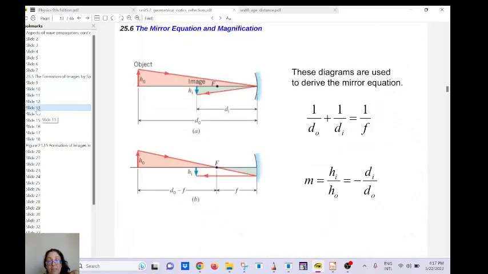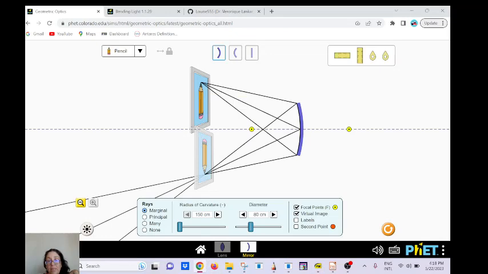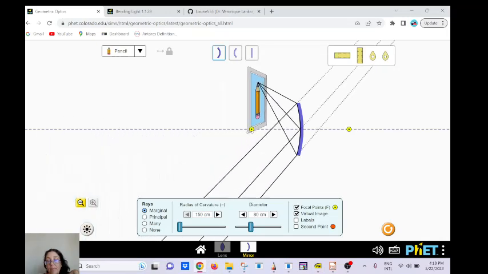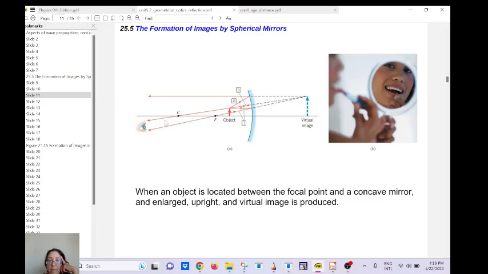So you get a virtual image when your object is inside the focal distance. So its virtual image is going to be enlarged. So how to trace it? So you take a ray.